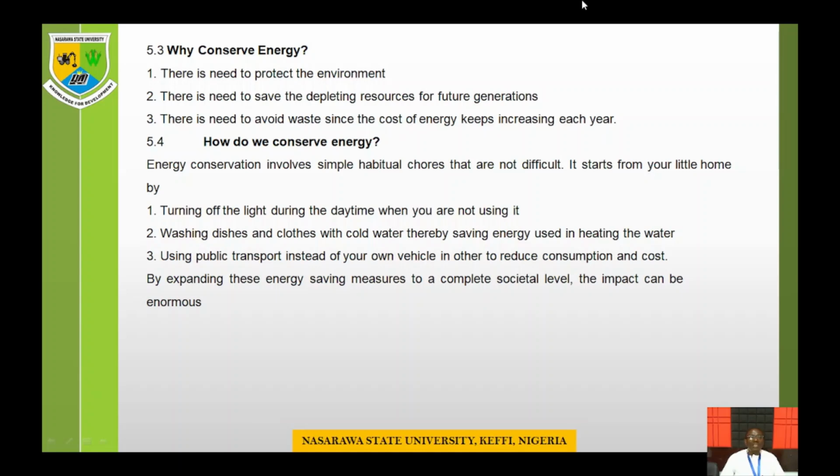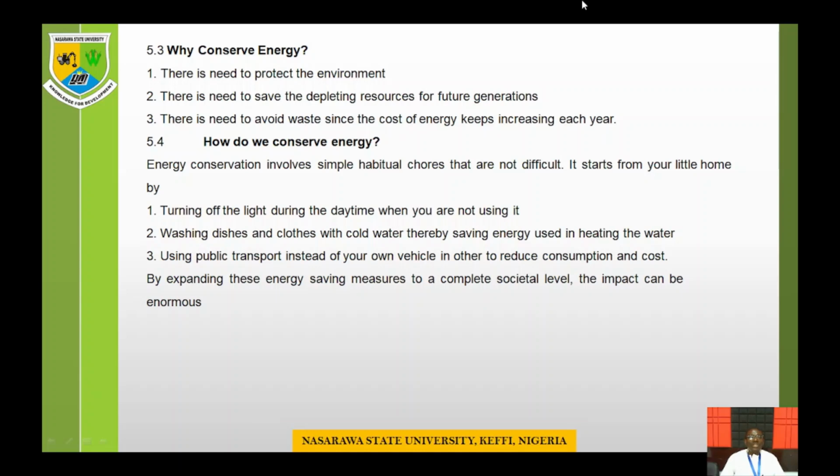There is need to protect the environment. There is an urgent need to conserve, to protect the environment, at the rate at which energy is being used. Secondly, there is also need to save the depleting resources for future generations. You agree with me that energy will soon expire. We've looked at it as a disadvantage. So there is need to conserve it for the future generation. Thirdly, there is need to avoid waste since the cost of energy keeps increasing each year.